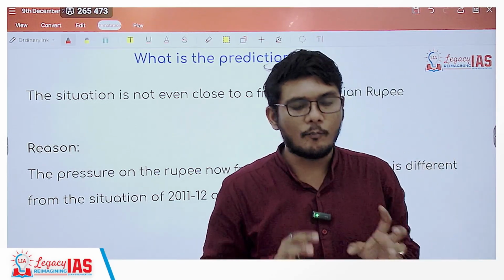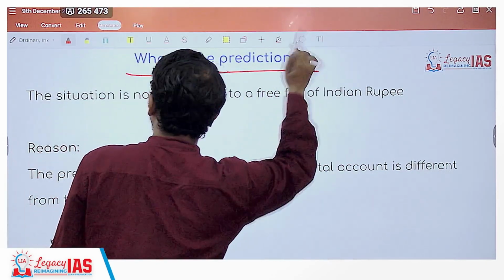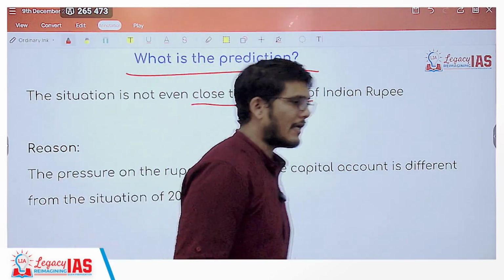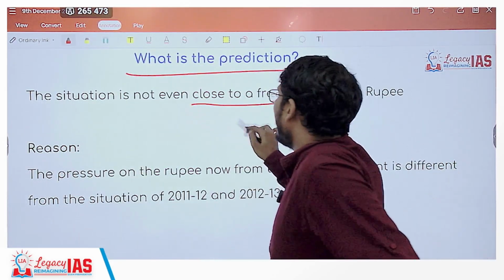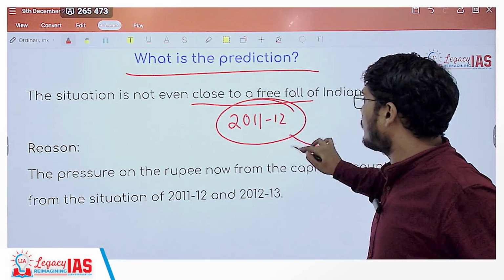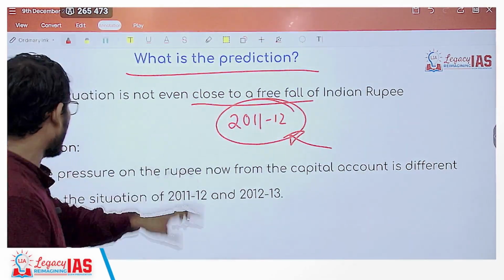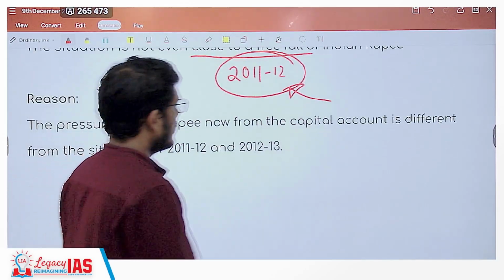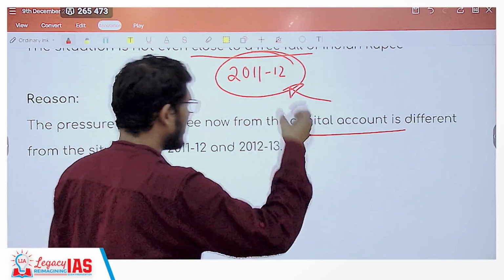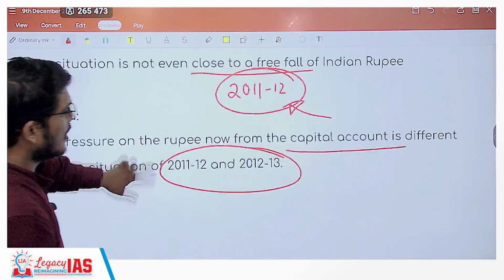So ultimately it boils down to the net impact based on which we are going to predict what is going to happen. Now when we talk about the situation of a free fall of the Indian rupee, it is highly unlikely. Something like that had happened in 2011-12, so it is easier for us to compare the situation with 2011-12 and realize the present situation is actually better, hence it will not happen. Why? Because the capital account may be pressurizing, but the pressure it is creating now is way different than the pressure it created in 2011-12 and 12-13. Now how is it different?